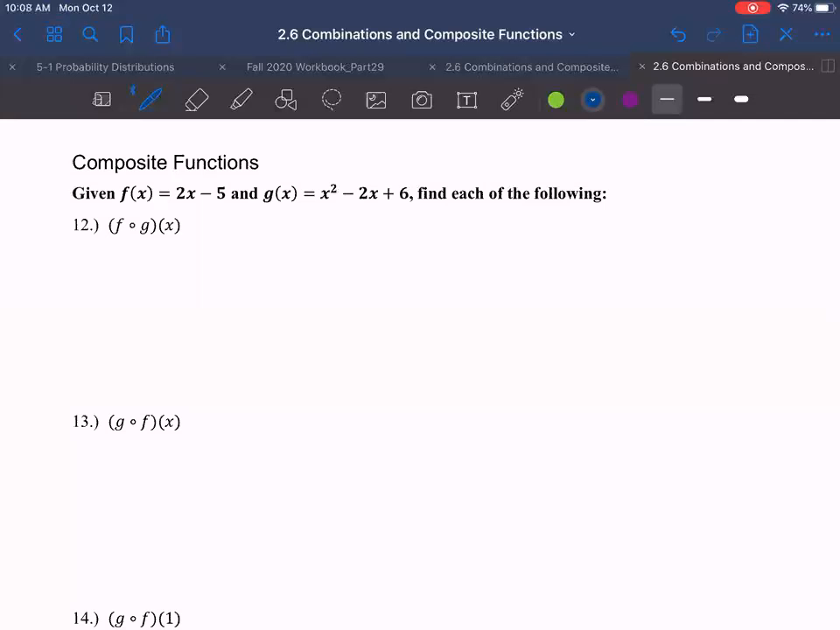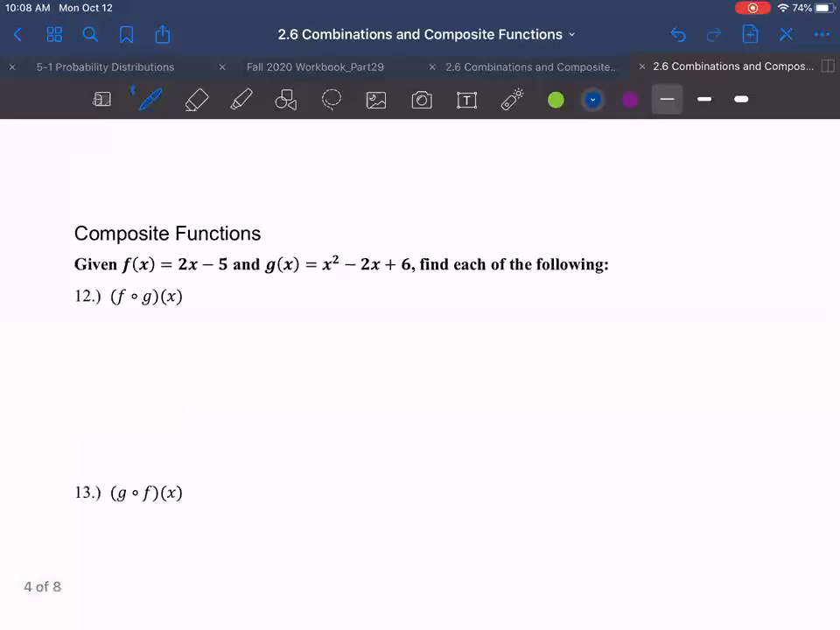All right, so what we're going to talk about here are composite functions. Previously, we just combined them. Now we're going to talk about composite functions, which is essentially where we start plugging functions into other functions. Our notation for this is going to be this little circle, and that circle is going to be read with the word "of."